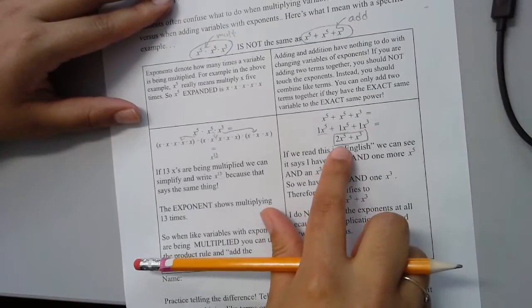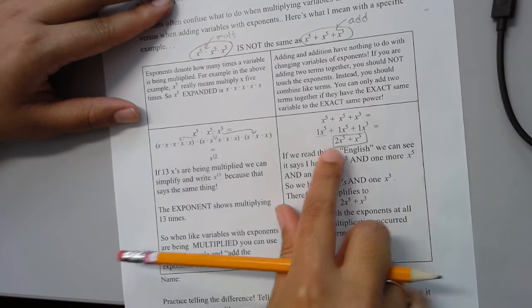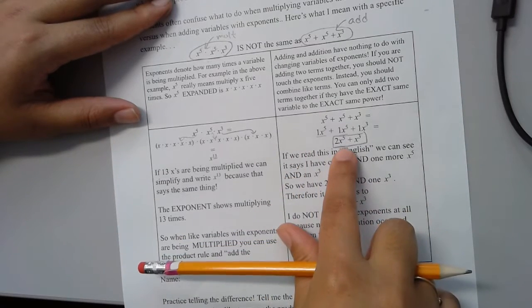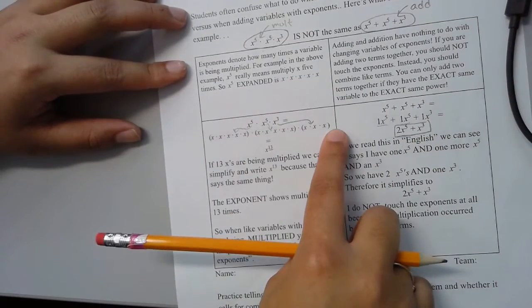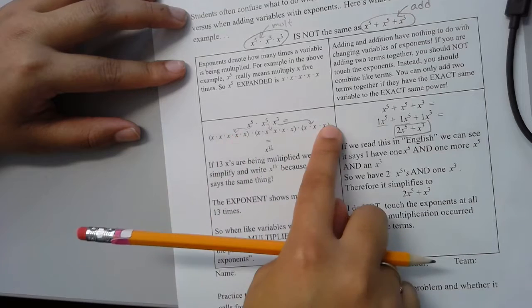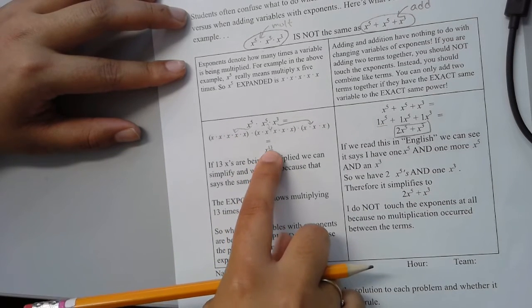So again, coefficients tell me how many times something's being added, that number in the front. But nothing was multiplied here, so I don't change my exponent. Versus here, everything's being multiplied. And so the number of things being multiplied is what I'm going to show by changing x to the 13.